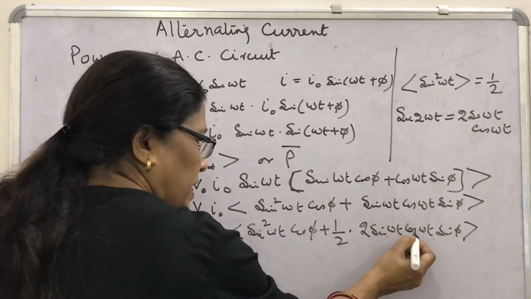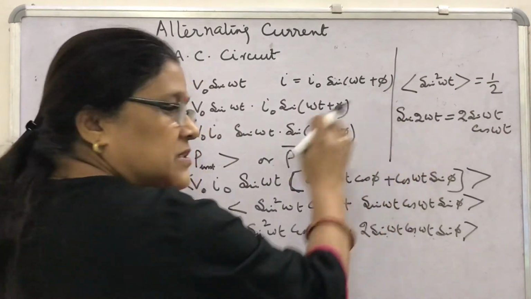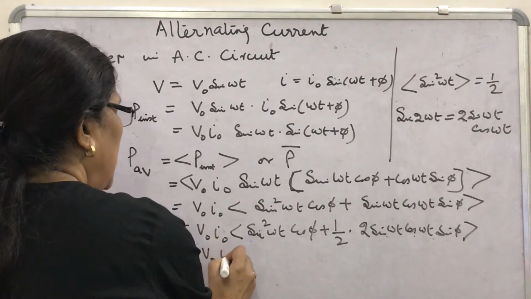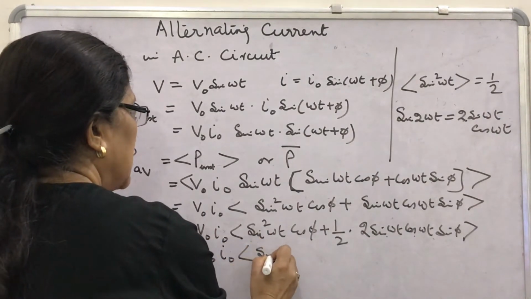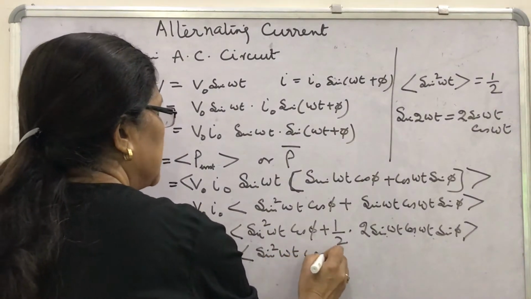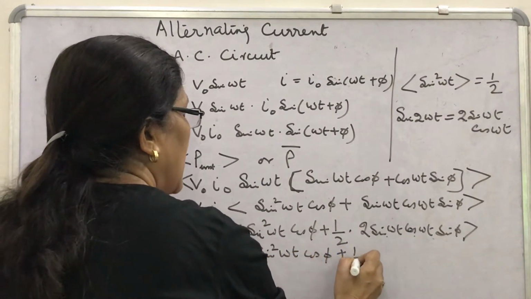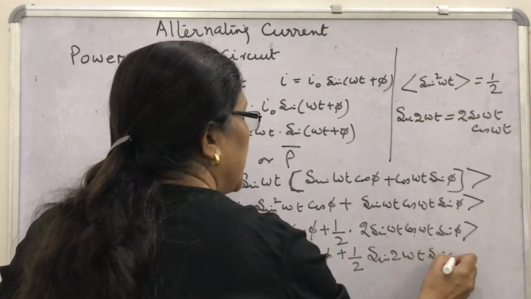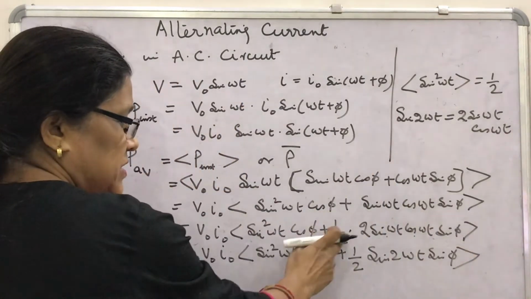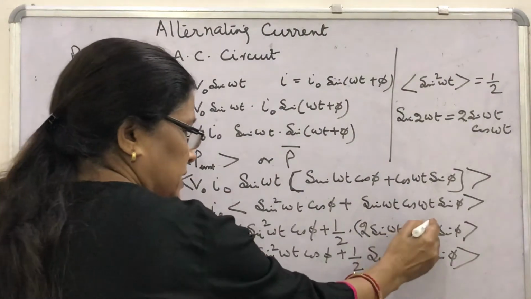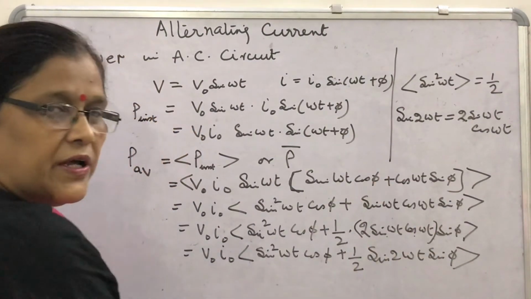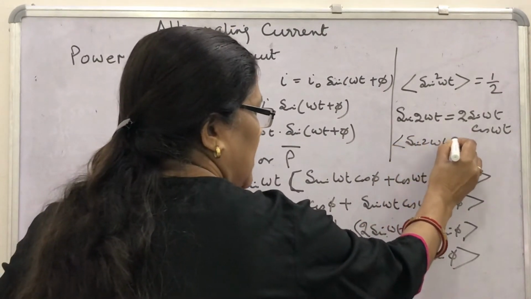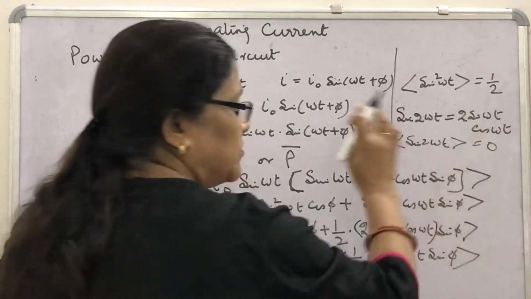This 2 sine omega t cos omega t, what can you write for that? Sine 2 omega t. Then what can you write here? This V naught I naught, this is sine square omega t cos phi plus half sine 2 omega t sine phi. Look, division and multiplication by 2, and this expression is sine 2 omega t I put here. Now this is the relation that sine 2 omega t is 0, its average value.